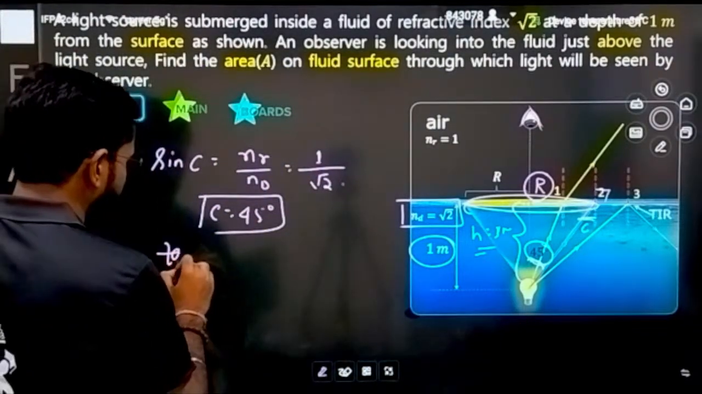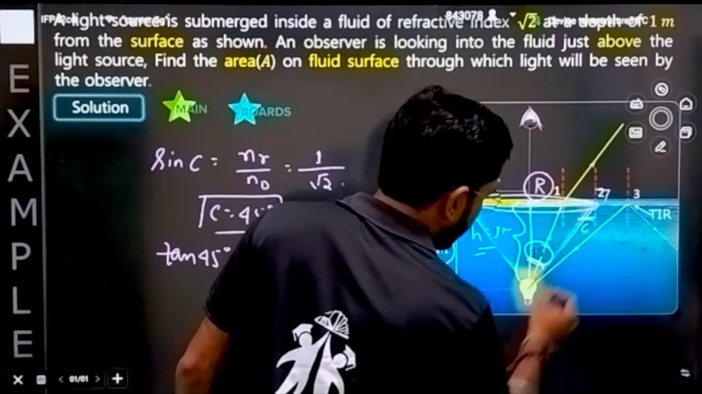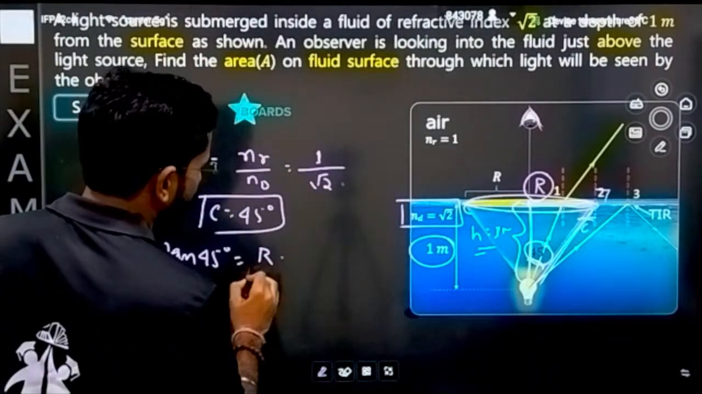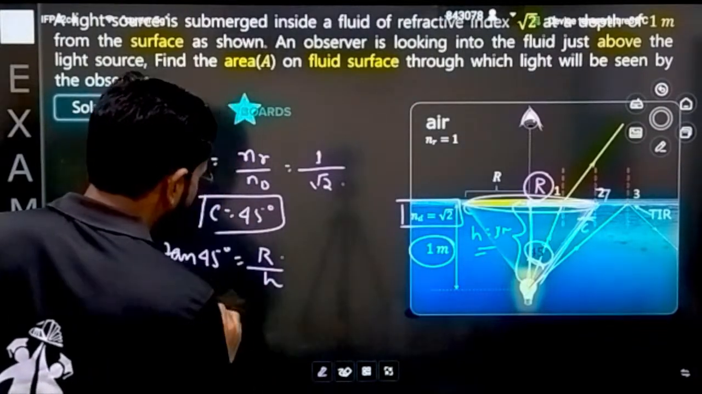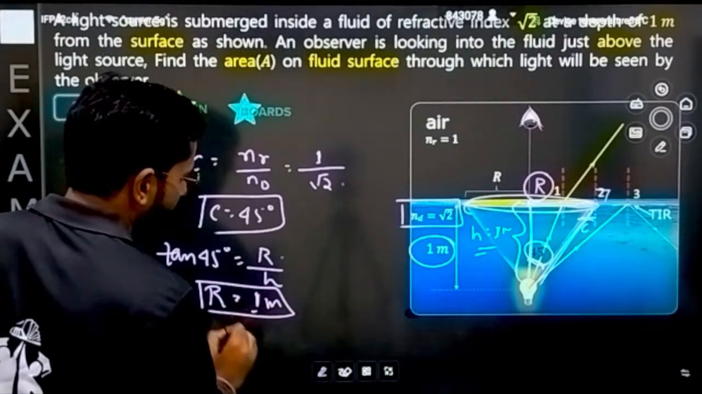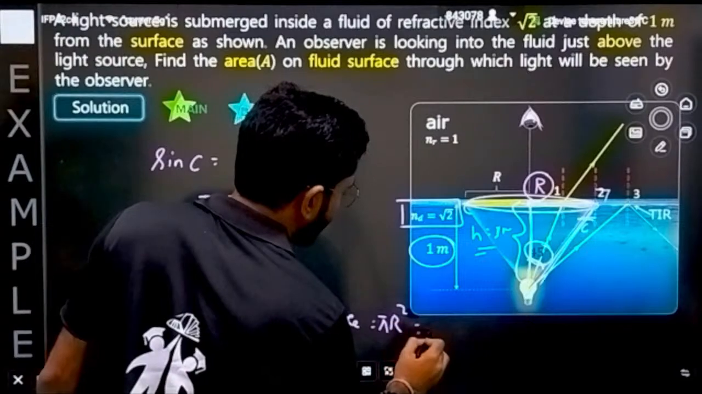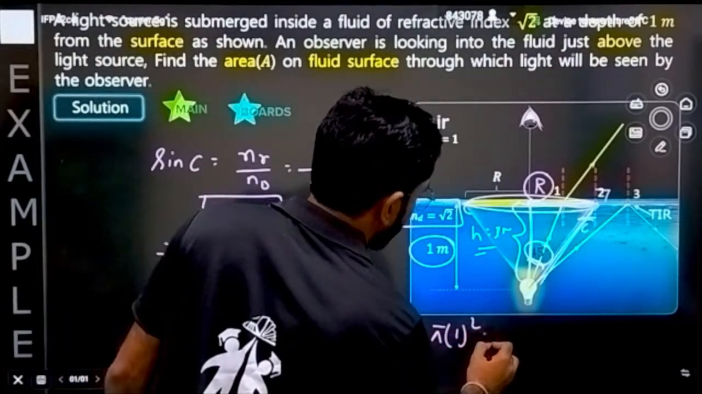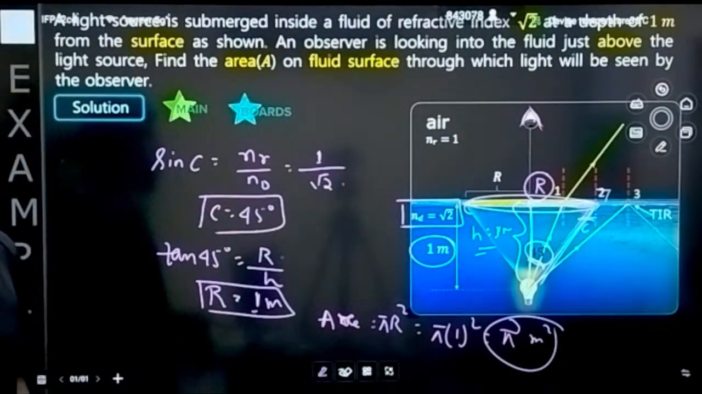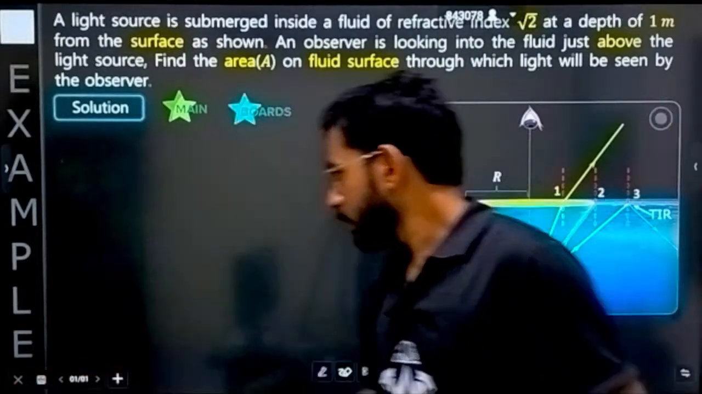Now define tan of 45 degrees in this triangle. In which triangle? This that I am marking here. This is the right angle triangle. Tan of 45 is perpendicular upon base. Perpendicular is R, base is H. That means R, I will say, tan of 45 is already 1, H is also equal to 1. That means R is equal to 1. That means the area of illumination A will become pi R square, pi into 1 square, that means pi meter square. This will be the answer. This is the area of illumination that you will be having. Clear? Simple? Very good.